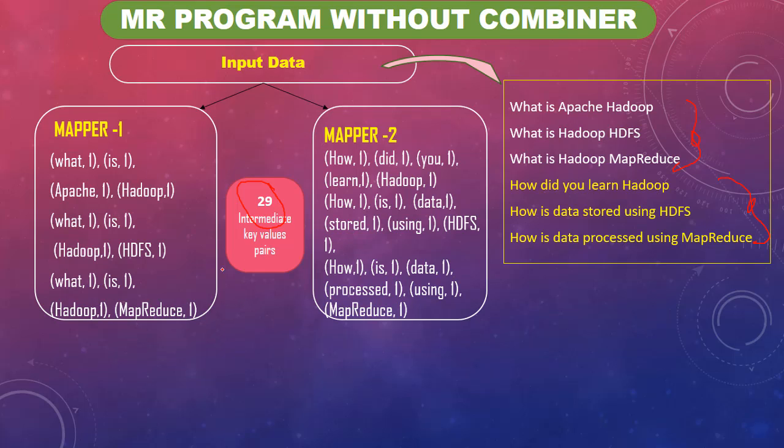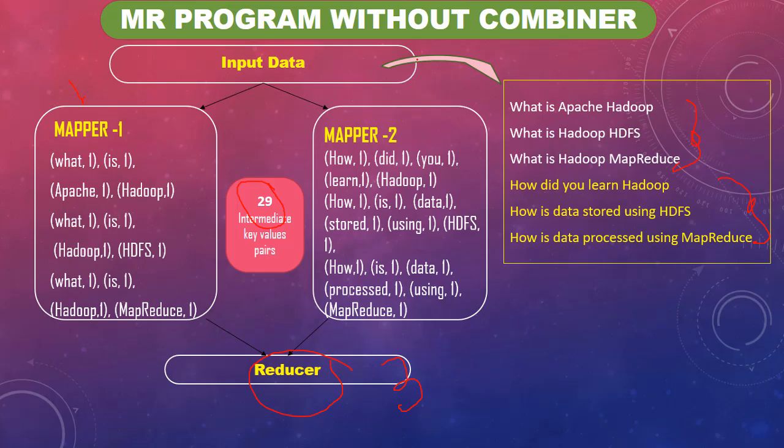So now what I have to do after this mapper phase, the next phase is the reducer. So these 29 key value pairs need to be given to the reducer. This reducer may be running on some machine. Assume it is machine number 3.